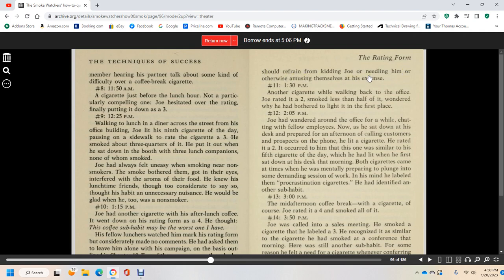1:30 p.m. Another cigarette while walking back to the office. Joe rated it a 2. He smoked less than half of it. He wondered why he bothered lighting it in the first place.